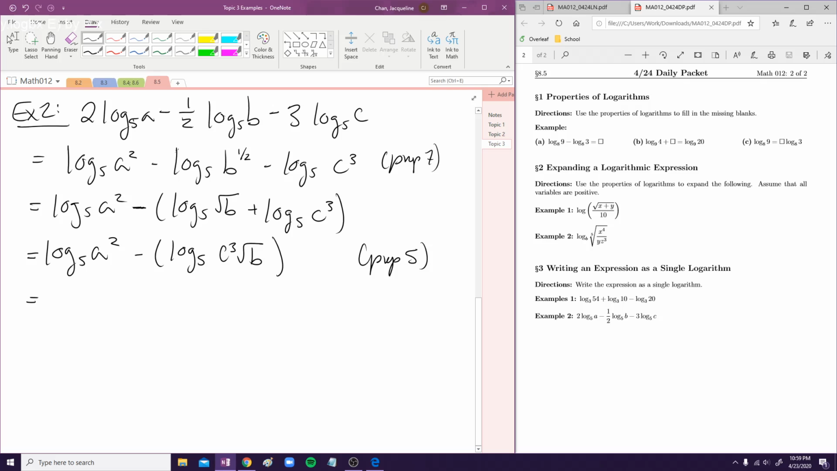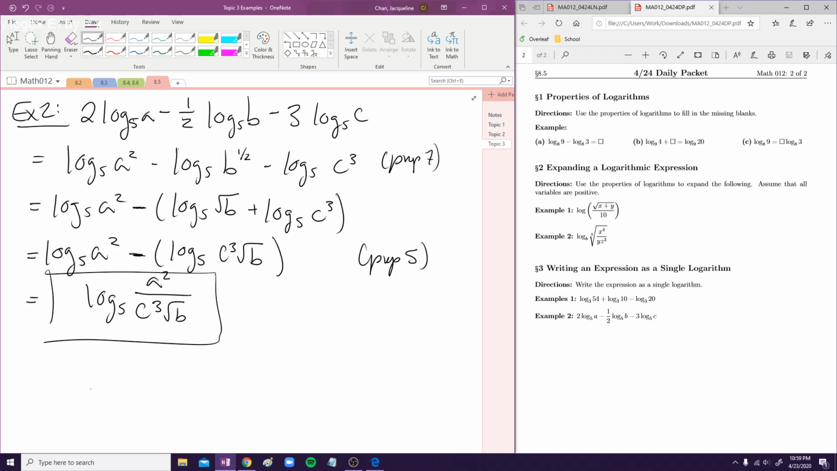Lastly, I still need to combine them because they both have the same base. Right? And since there's a minus in between them, what are we going to do? We're going to divide. So we're going to keep one of the logarithms, and we're going to divide the argument. So this is C cubed square root of B. Okay. So this is our final answer. I can't simplify this. There are no numbers to simplify, and we're already at a single logarithm. So that's how I know that we are done.